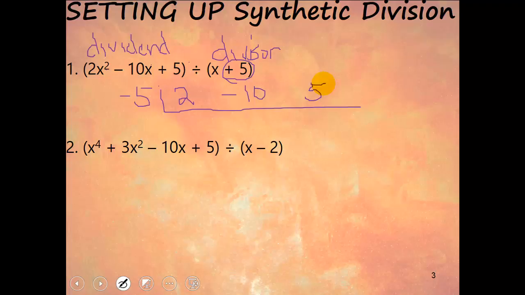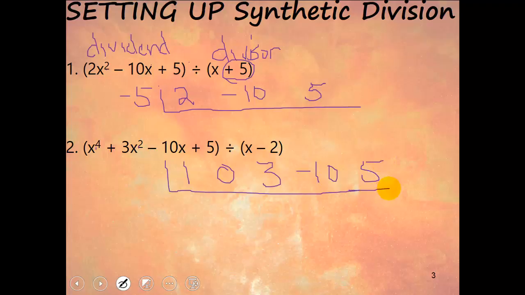Why don't you try to set up number 2 here as part of your video questions and come back and see if you got it right. All right, inside my box, I'm looking to see if I'm in descending order: 4, 2, 1, 0. Okay, I'm in descending order. Then I check to see if I have any missing terms. I'm missing an x cubed term, so I'm going to go 1, 0, 3, negative 10, and 5. And out in front here is a positive 2, the opposite of the sign in the divisor.